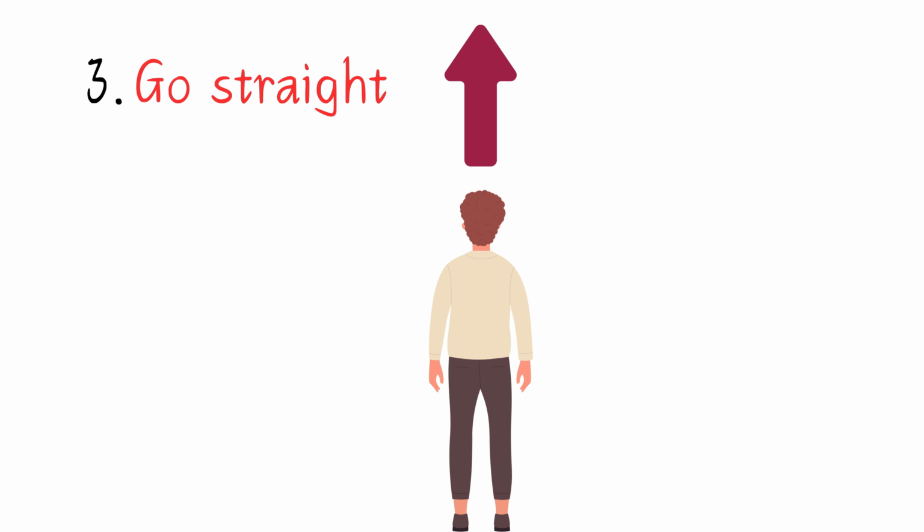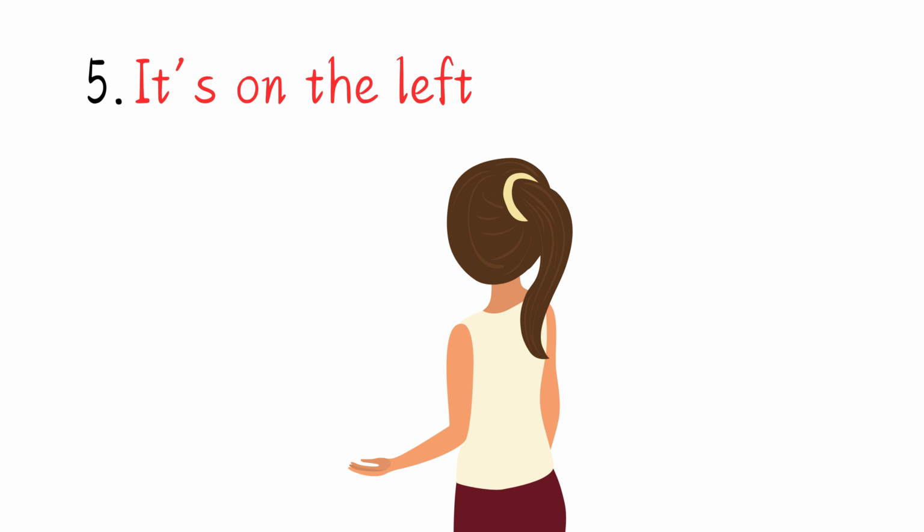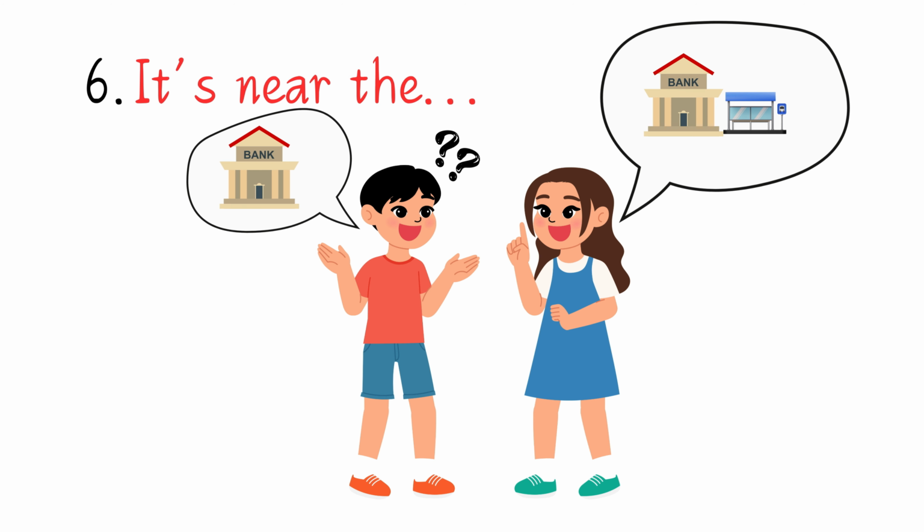Third one, go straight. This means to keep walking or driving forward. Fourth one, it's on the right. This means the place you're looking for is on the right side. Fifth one, it's on the left. This means the place you're looking for is on the left side. Last one, it's near the... Use this when something is close to a familiar place.